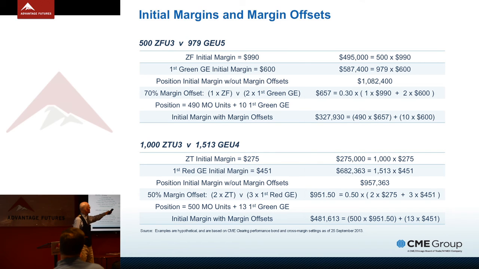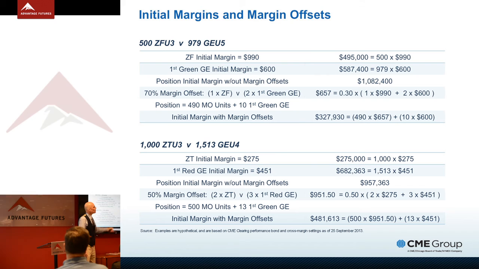So, for such triplets, I know that I'll only have to post $657 for it. So I can find 490 of these margin offset units, and what's left over is 10 of the first green. And so what have I got? The margin that I have to post is only 1/3, not even. It's about 30% of what I would be posting without.